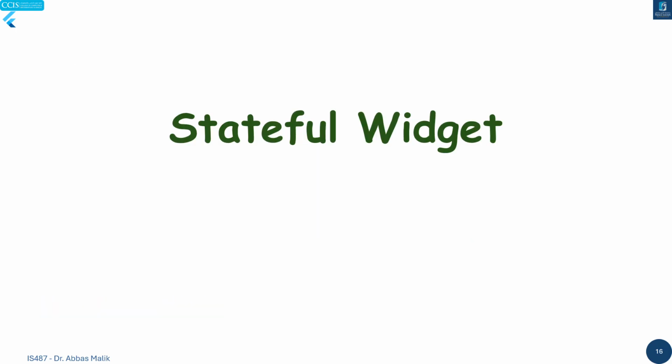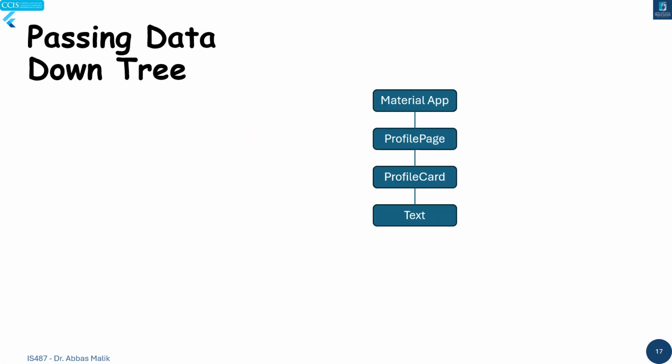So if we want to pass data from the top of the tree down the tree, there is a way. For example, if in the MaterialApp at the start the user has given the username, and then we want to pass that username information to the Text down here. We want to show that username, but the point is that we have a hierarchy. In MaterialApp we are creating the profile page. In the profile page we are creating the profile card. In the profile card we have the Text, and this is the point where we want to show that username.